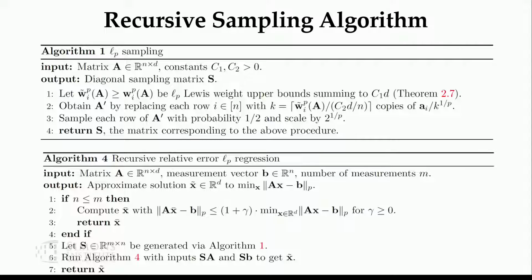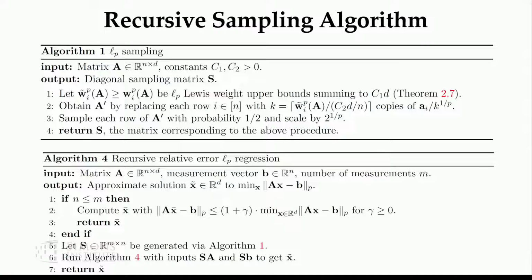Then we take this matrix A, and we need to flatten rows of A. What does that mean? We're going to create a new matrix A prime by replacing each row in A with some number of copies of it. For the ith row, we replace it with k copies, where k is proportional to the ith Lewis weight of A. So it's the Lewis weight of A divided by roughly d over n.